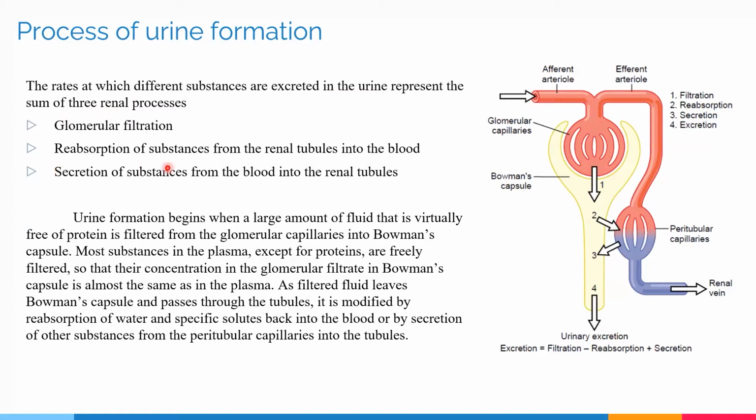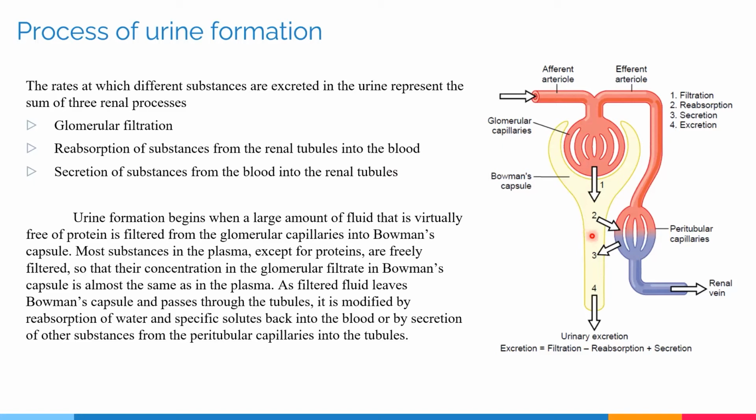followed by the reabsorption of substances from the renal tubules into the blood. So after filtration, as the fluid travels down the proximal tubule and other parts of the renal tract, substances can be reabsorbed back into the peritubular capillaries that are running alongside them. And thus this changes the composition of the fluid that was filtered. Next, there may be secretion of substances from the blood into the renal tubules as well.